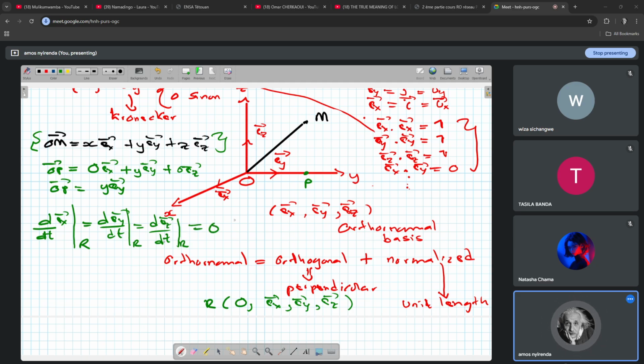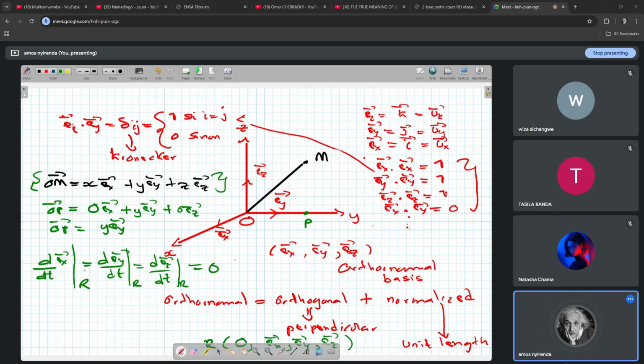They are constant. So as time changes, they stay the same. They stay the same. Okay? As time changes, these vectors are going to stay the same. They don't change par rapport au temps.